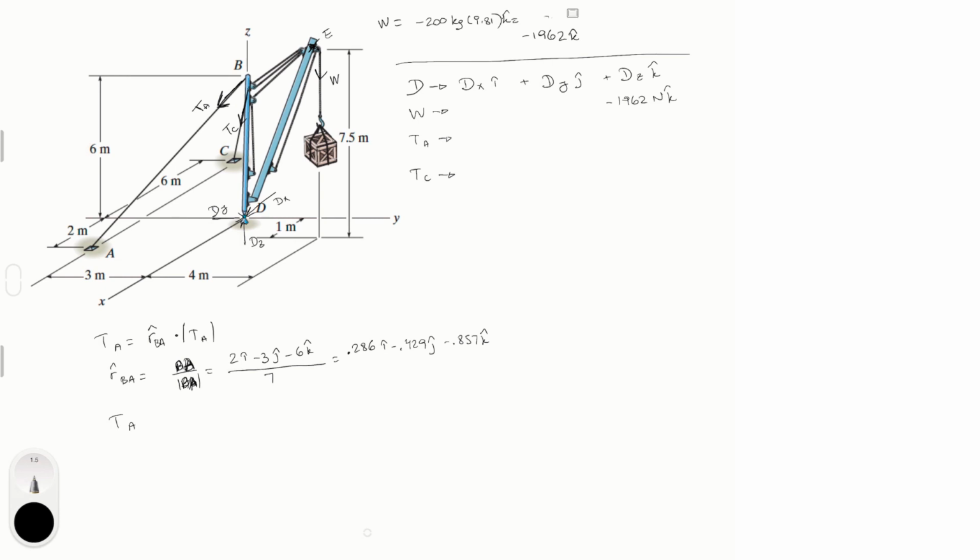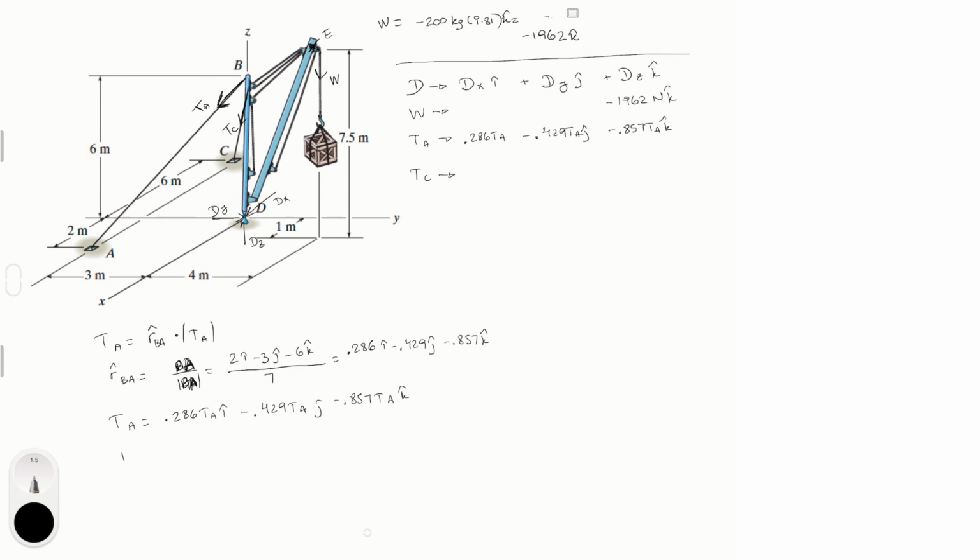That means that this vector TA is equal to 0.286 TA in the I, minus 0.429 TA in the J, minus 0.857 TA in the K. And that we can write down here. 0.286 TA, minus 0.429 TA in the J, minus 0.857 TA in the K.